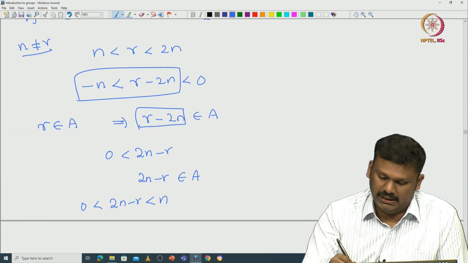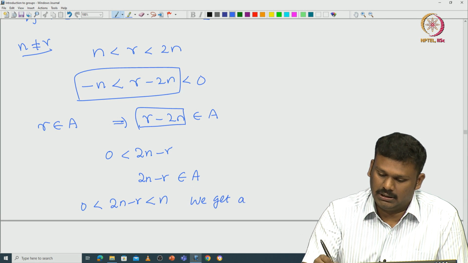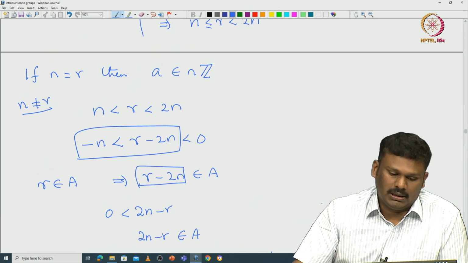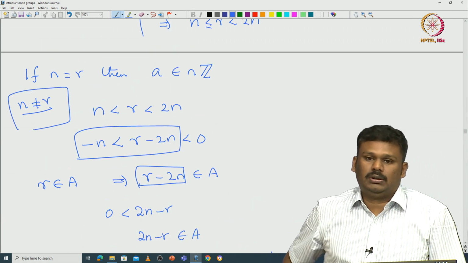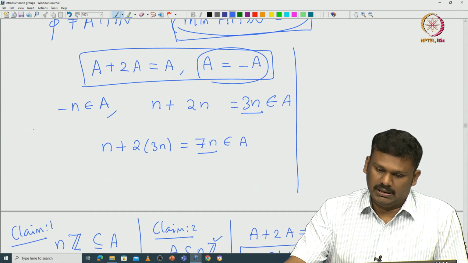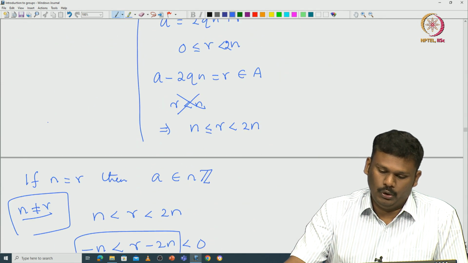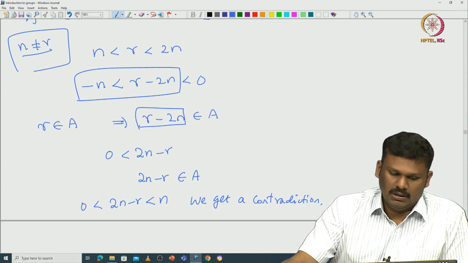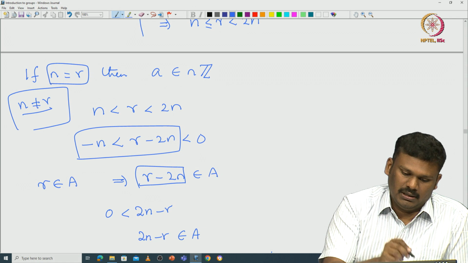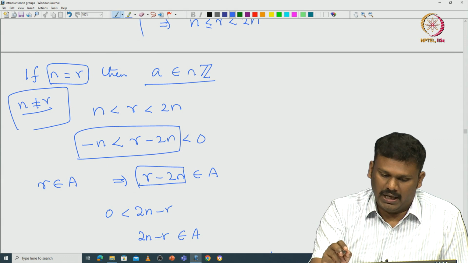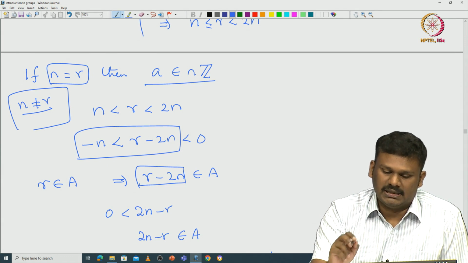So, that forces that we get a contradiction. Why did we get a contradiction? We assumed that n is not equal to r. Okay. So, because n is the smallest element that is inside A intersection N, we have produced something smaller than that, that is in capital A, and it is positive. So, that we got because we assumed that n is not equal to r. That means this A that we have taken has to be always inside nZ.